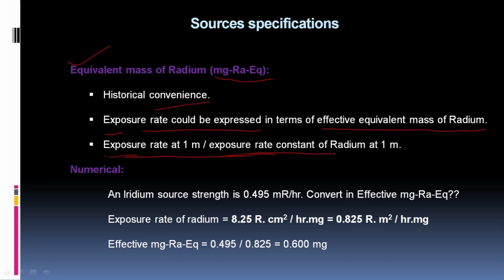divided by the exposure rate constant of radium at 1 meter. The exposure rate at 1 meter of a particular brachytherapy source divided by the exposure rate constant of radium at 1 meter is the milligram radium equivalent. If we consider a numerical example, here is how to convert. This is in mR per hour, the source strength of iridium 192, and the exposure rate constant of radium is 8.25 R cm squared per hour per milligram, and if we convert centimeter to meter, this is 0.825, and the effective milligram radium equivalent is 0.6 milligram.